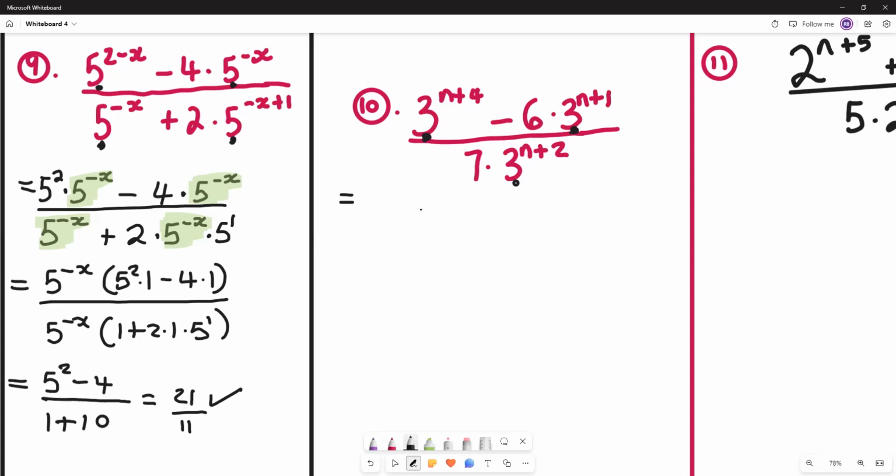That's how you learn. You learn from mistakes. Awesome. So in this case, as I said, all the bases are prime. We can just split. So it's going to be 3 to the power n dot 3 to the power 4 minus 6 dot 3 to the power n dot 3 to the power 1 all over 7 dot 3 to the power n dot 3 squared.